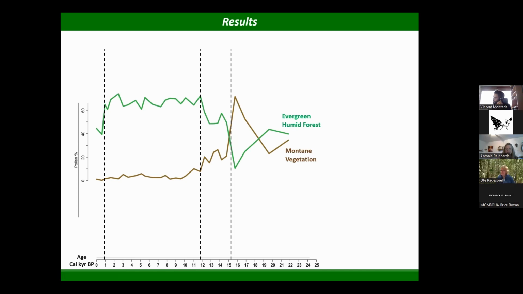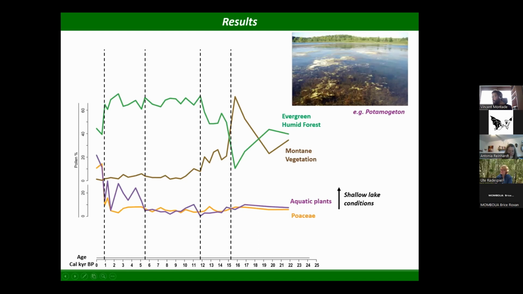Then during the Holocene, the evergreen rainforest is quite stable until the last millennium, and the mountain vegetation reaches almost 0% of the pollen counts. We can also look at Poaceae, which was at low percentages, except during the last millennium, where we have a significant increase. We can compare that with aquatic plants, but the aquatic plants differ a bit. We have two steps: an increase at 5,000 years before present and a second increase during the last millennium. We can interpret these aquatic plants as an increase of shallow lake conditions, so we probably had an increase of shallow lake conditions from 5,000 years before present during the Holocene.